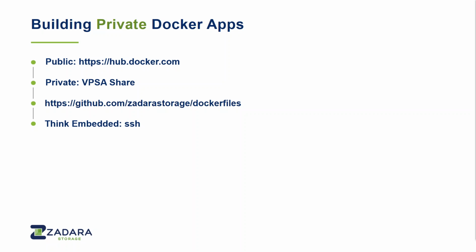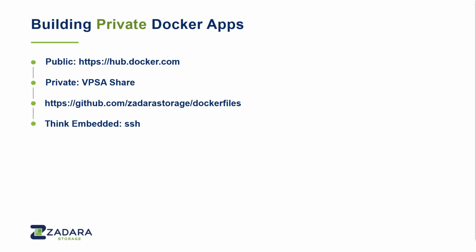So we talked about the public aspect of Docker, where you can download Docker apps through hub.docker.com, and most of the apps will run directly on the VPSA. There are a couple of modifications that you may have to do, and to do that, you just take the Dockerfile and recompile it, and that's what we'll do today as a short example.